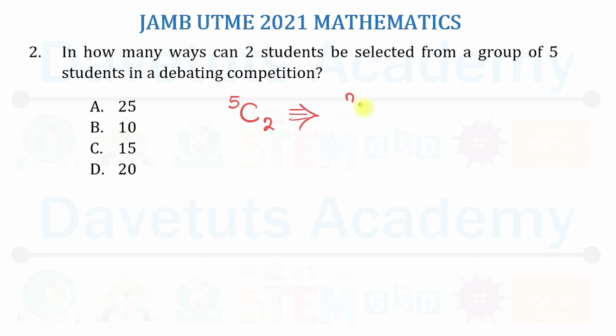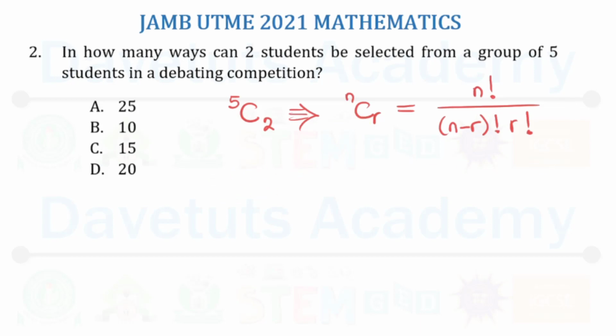But generally, to evaluate combinations, we have n combination r is given as n factorial divided by n minus r factorial, where r factorial will be the multiplication of the particular number with its subsequent numbers reduced by 1.